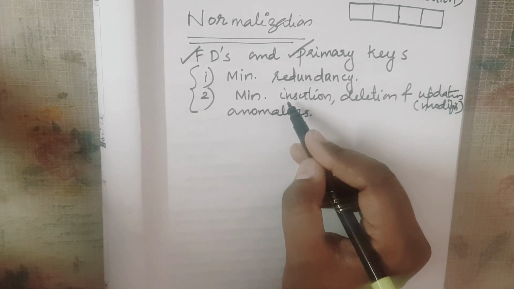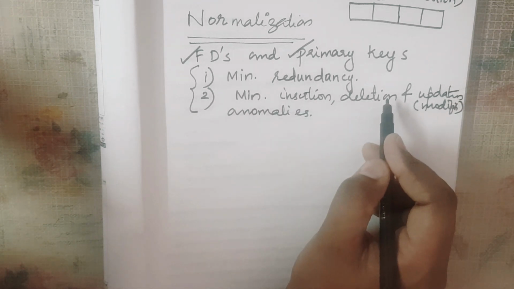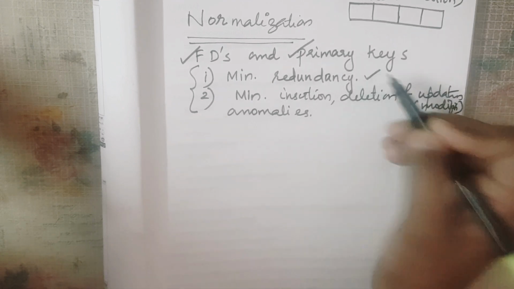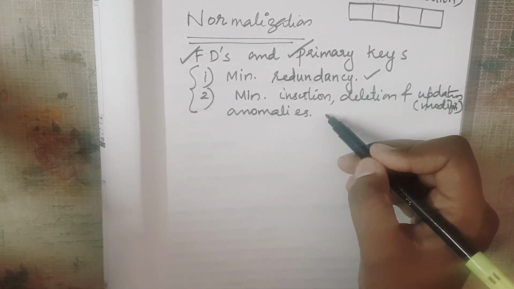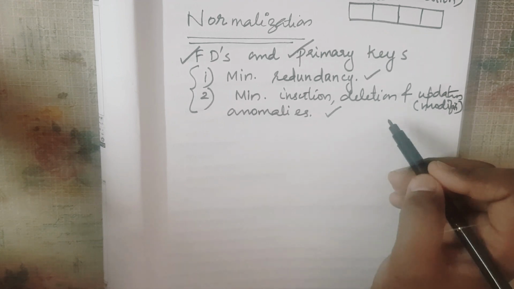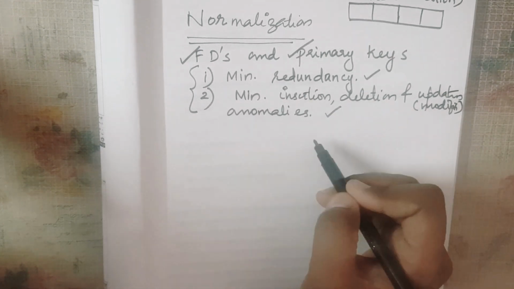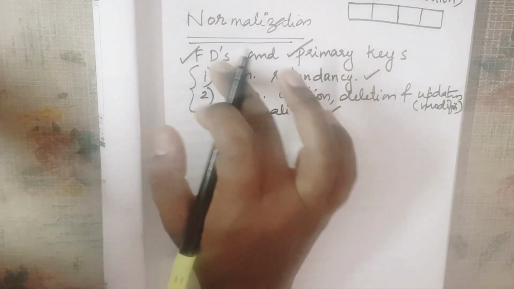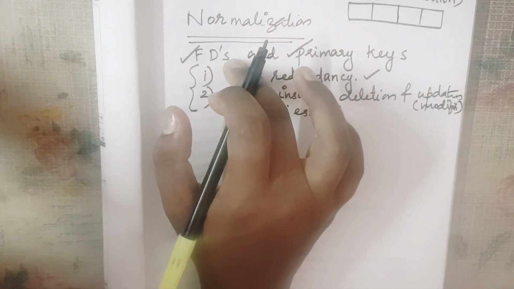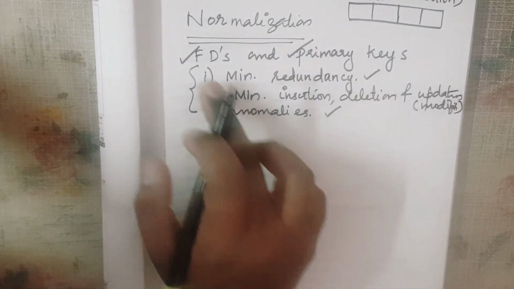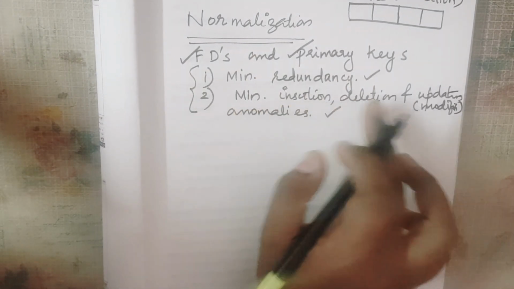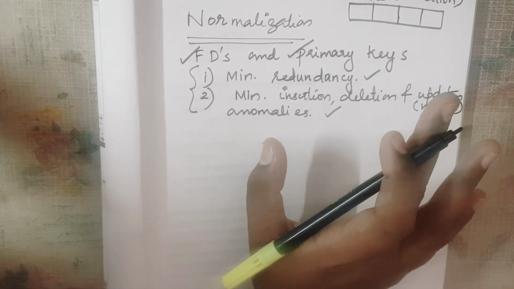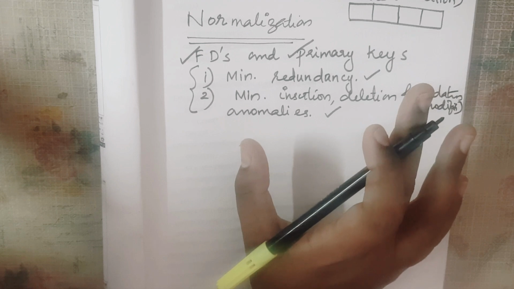We have already discussed in our class insertion, deletion and modification anomalies. Redundancy means a repetition of the same data, and updation anomalies we have already discussed in the class with examples. That is also important. So why do we normalize a relation? There are two purposes: to minimize the redundancy and to minimize insertion, deletion and updation anomalies. And this is all about the introduction to normalization.